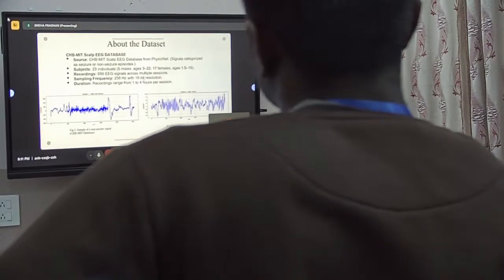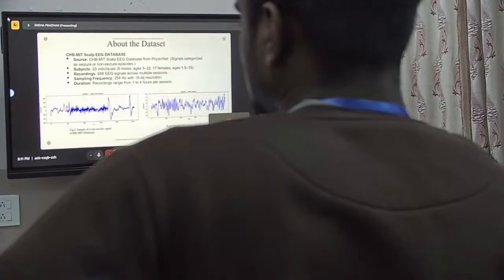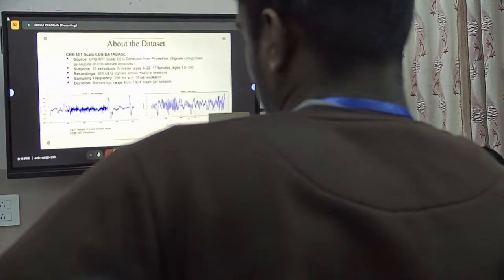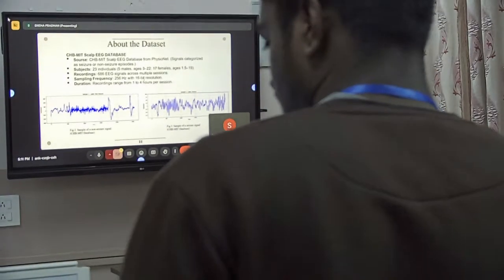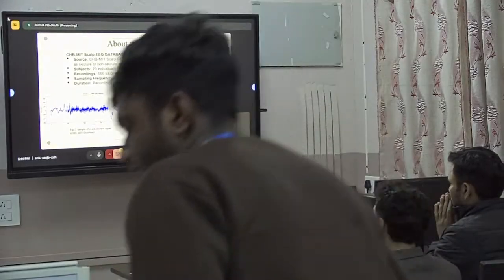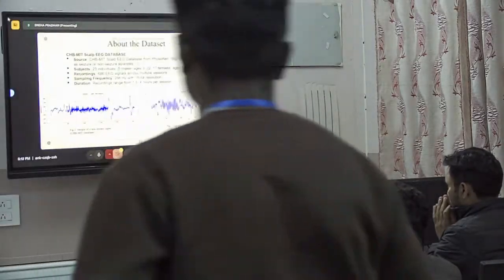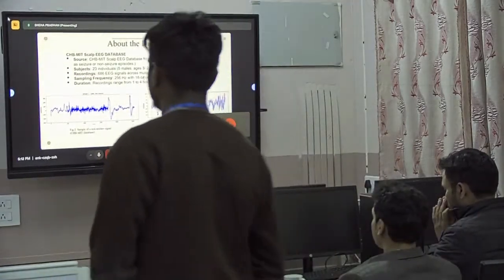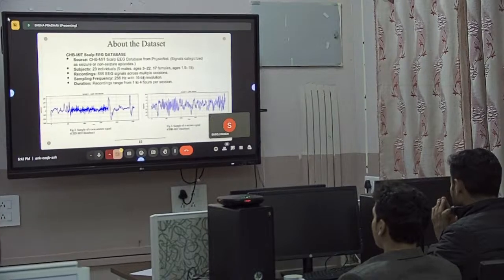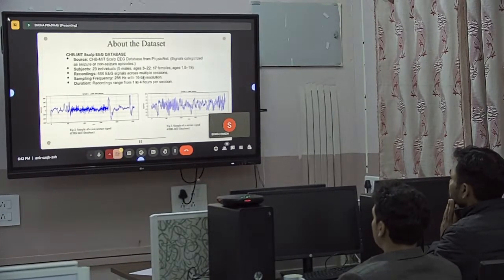So about the database, we have employed the CHB-MIT scalp EEG database from PhysioNet. This consists of recordings of 23 pediatric subjects. Each recording is sampled at 256 Hz, and each recording lasts from 1 to 4 hours per session. The data is labeled as seizure or non-seizure episode, providing an ideal test bed for our classification model. The data has a total of 686 signals, out of which 141 signals are labeled as seizure events.